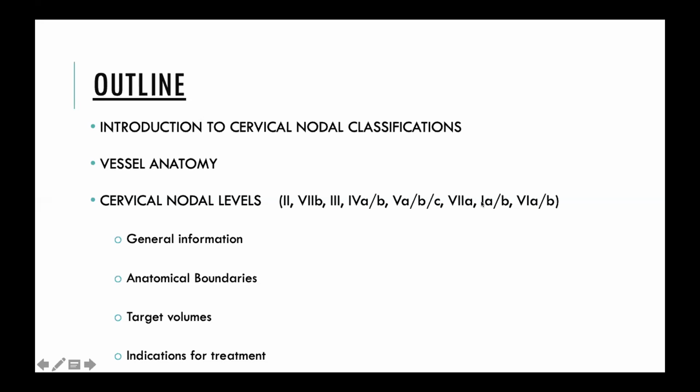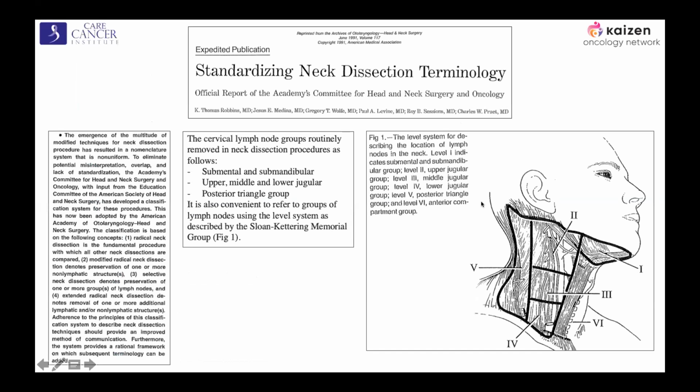And for each level, when we describe, we'll see general information about them. We'll see the anatomical boundaries, then we see target volumes, and then we see how and when we have to treat them. So coming to the introduction, how and when these nodal levels have evolved, how these numbers and this nodal nomenclature have come into the picture.